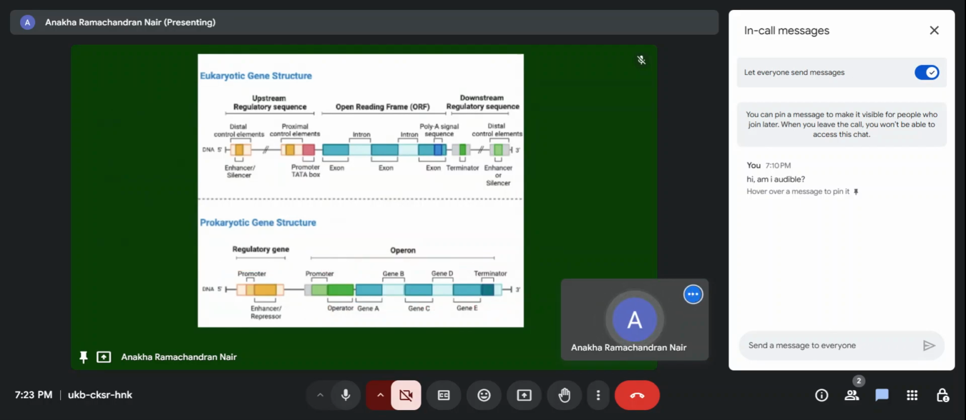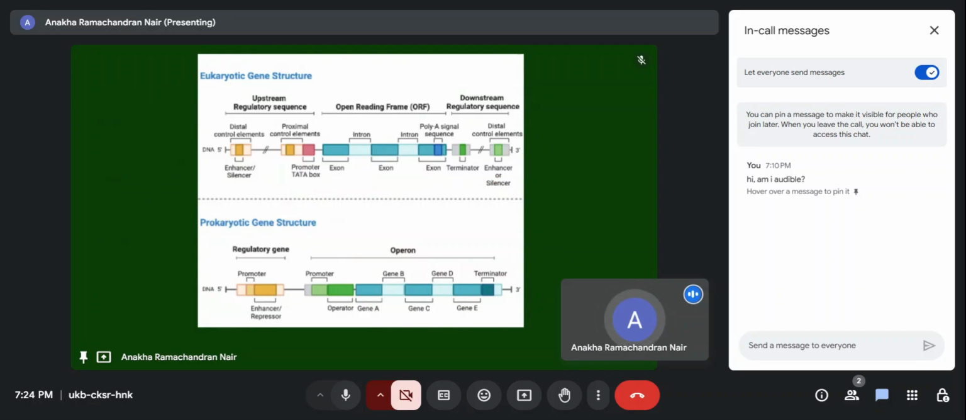And this is the eukaryotic gene structure. You have distal control elements like the enhancer or silencer. You have the proximal control elements like the promoter. You have introns and exons, right? And you have terminator or enhancer or silencer, that is downstream regulatory sequences, right? So which of the following is true? There are four options given to you.